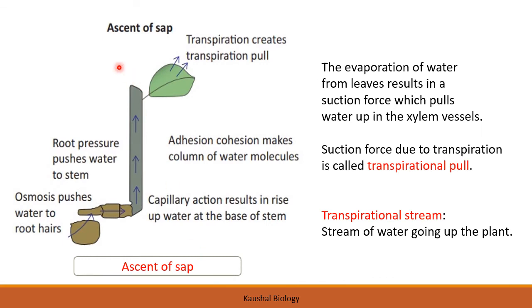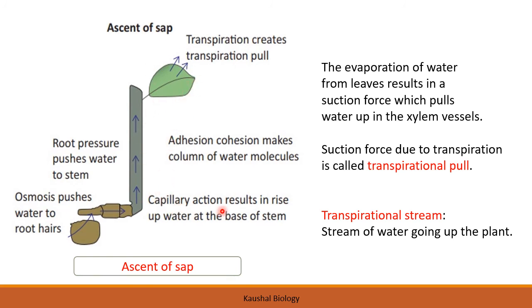Now this is the simplest diagram explaining the ascent of sap. Here these are the root hairs, and in the root hair, by the process of osmosis, water will enter into it. Now the root pressure will push the water into the stem. Now the water will reach the leaves. How?